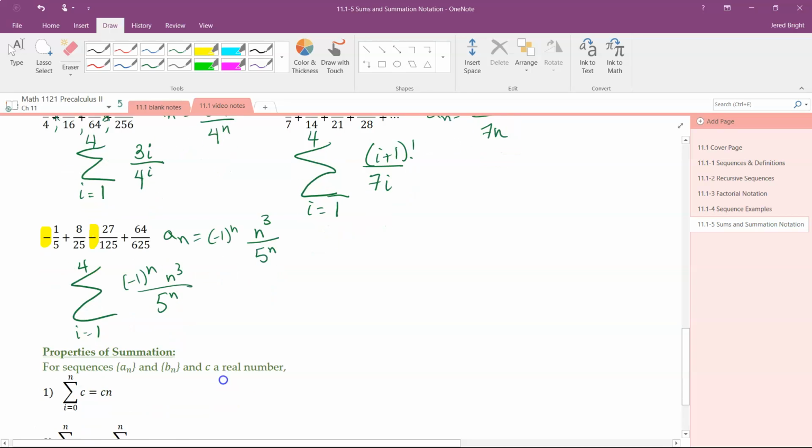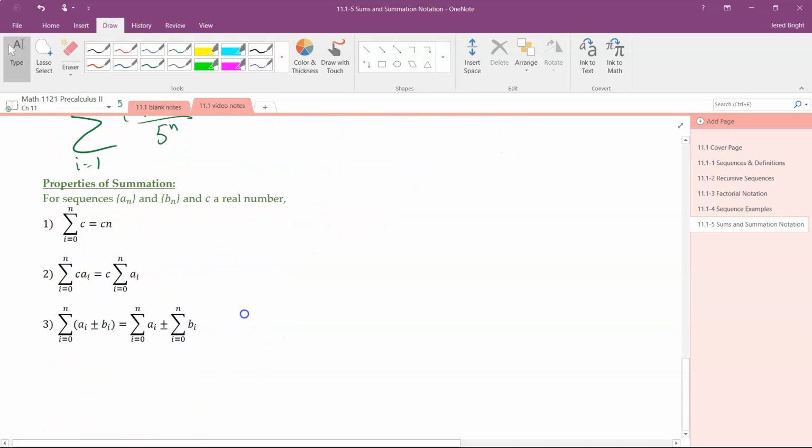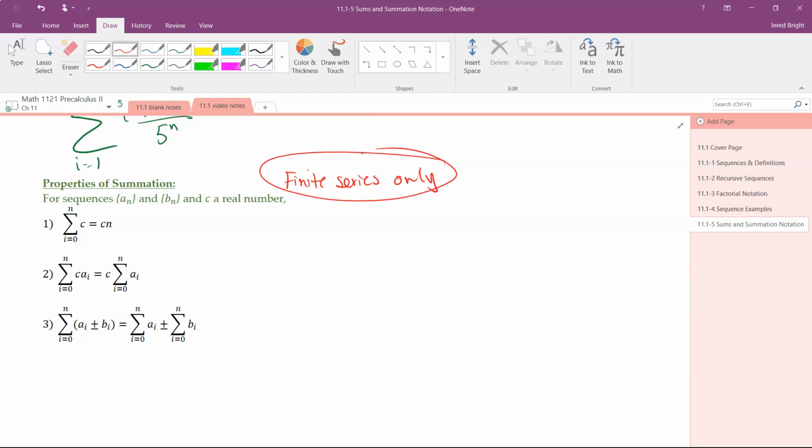Okay. Lastly, you may or may not get to use these, but I just wanted to make you aware. When we're dealing with sums, we have 3 nice properties. I should say these are for finite series only. Okay, there are corresponding ones for infinite series, but A, we're not going to see them. B, there's some other extra conditions you need.